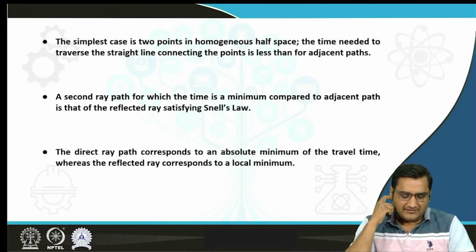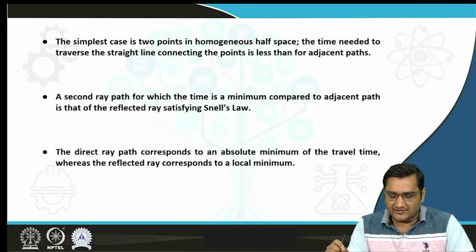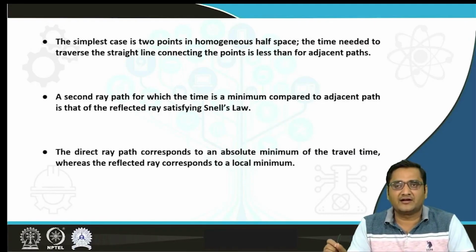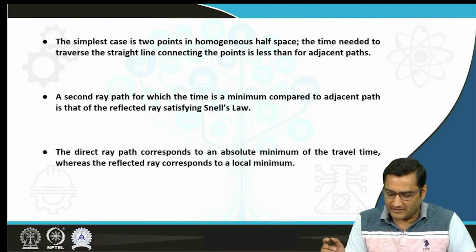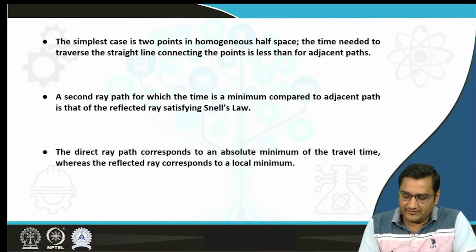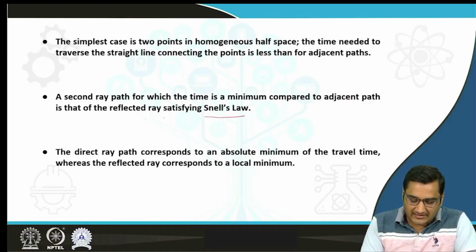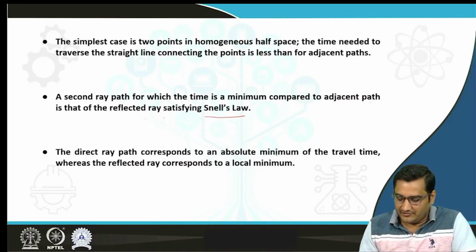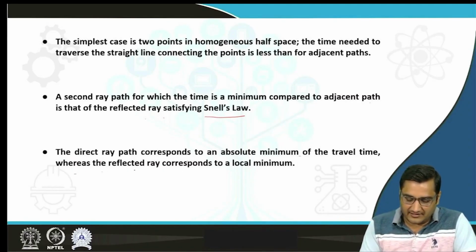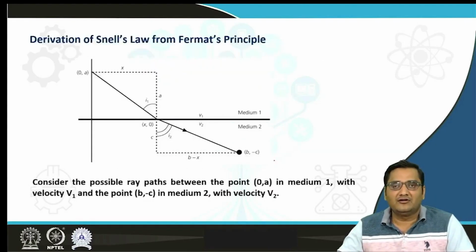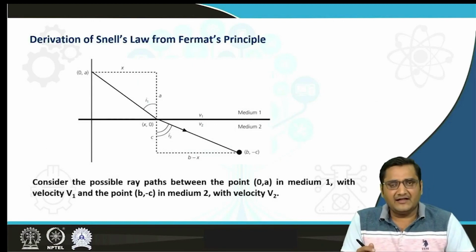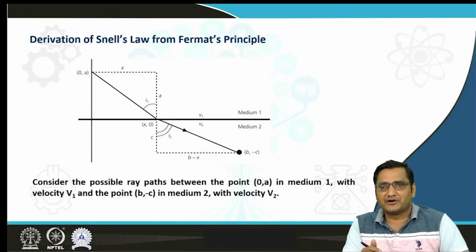So the simplest case is 2 points in a homogeneous half space. The time needed to traverse the straight line connecting the points is less than for the adjacent paths. A second ray path for which the time is minimum compared to the adjacent paths is that of the reflected ray, satisfying Snell's law. The direct ray path corresponds to an absolute minimum of the travel time, whereas the reflected ray corresponds to a local minimum time. Now, we can derive Snell's law from Fermat's principle.